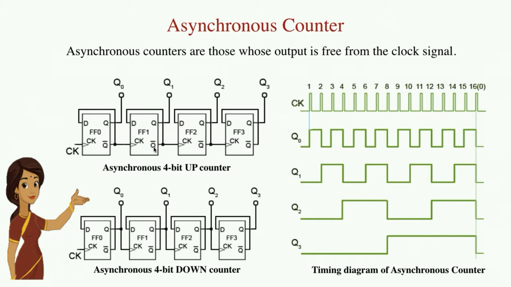So it is getting the output of the previous flip-flop as its clock pulse. Which means that this clock pulse has no relationship, or no direct relationship for that matter, with this clock pulse. So this is how asynchronous counters are free from the clock signal. Each of the flip-flops has an independent clock pulse that is acting on it.